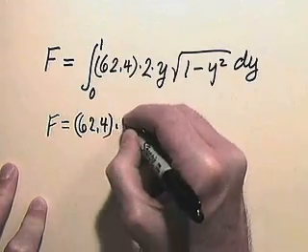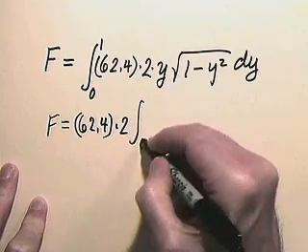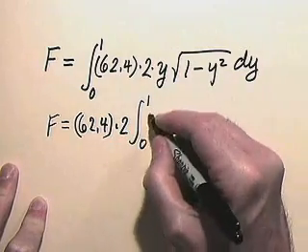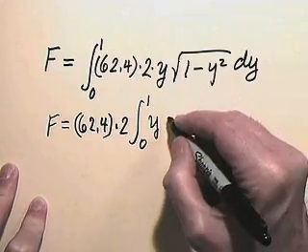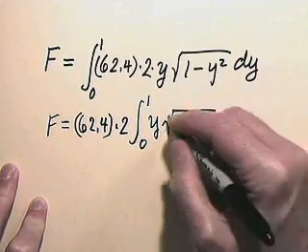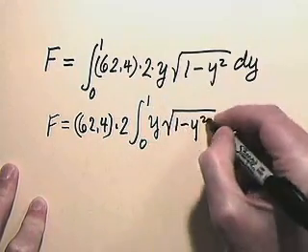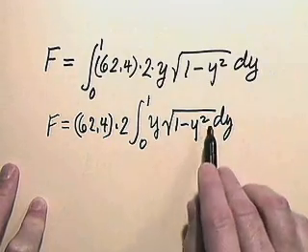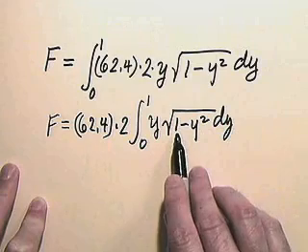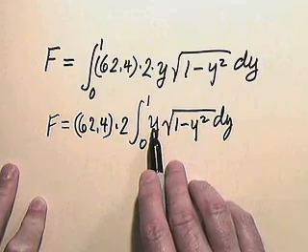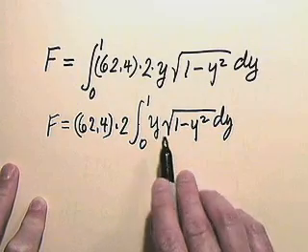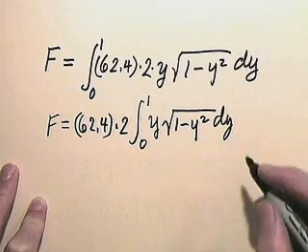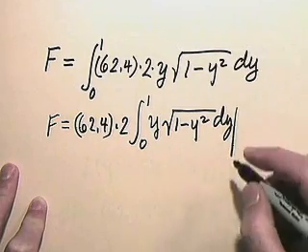62.4 times 2 times the definite integral from 0 to 1 of y times the square root of 1 minus y squared dy. Now, of course, when you see radicals like that, you know you have a little bit of trouble, but in this case, because of the factor y outside the radical, we see right away it's an easy candidate for substitution.